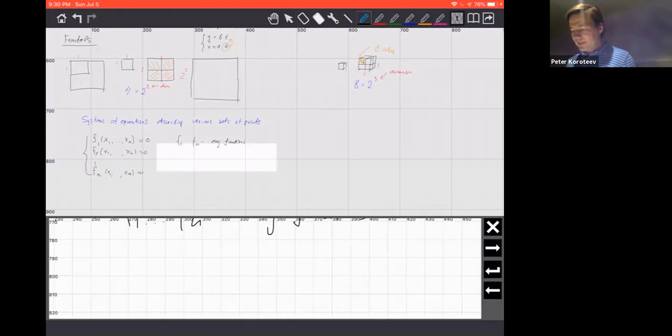So in mathematics, there are two big branches of science which study very particular types of equations. So you probably heard of algebraic geometry.